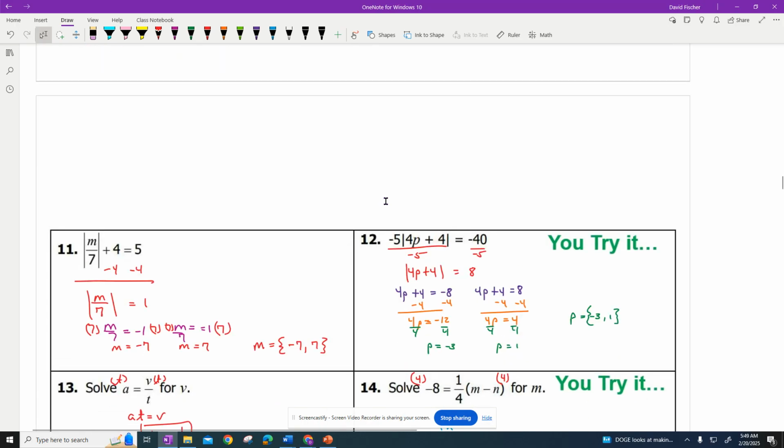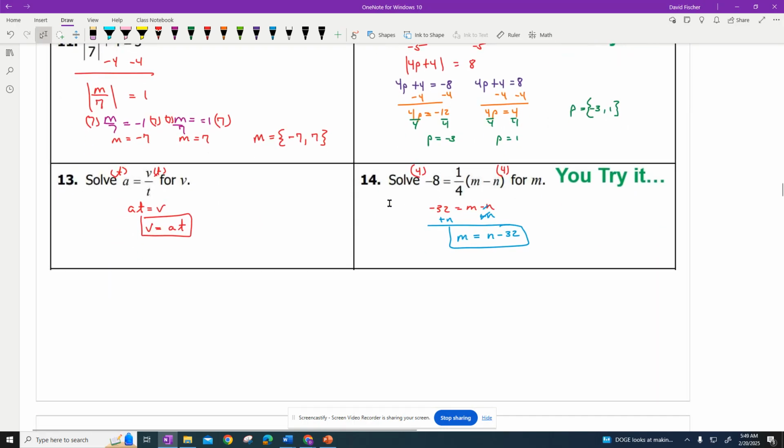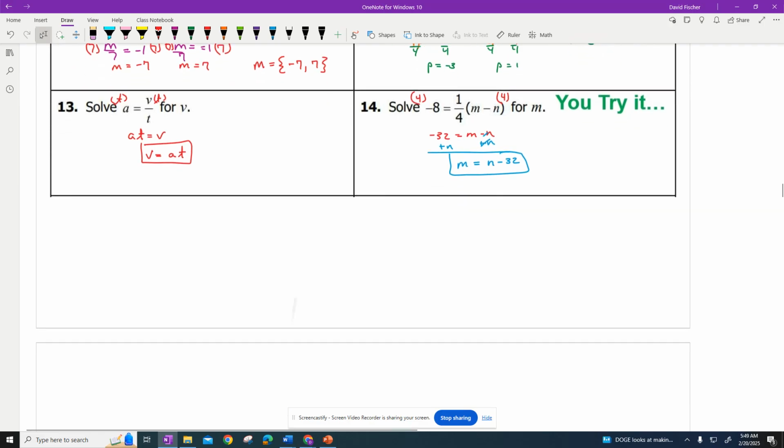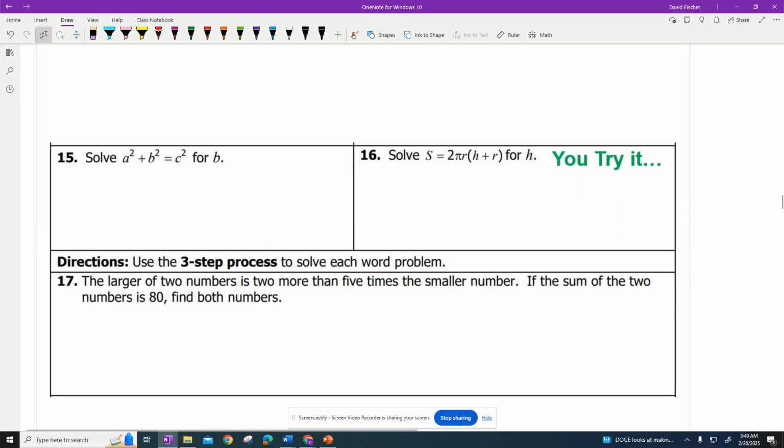Alright, let's go see what you got here. Number 14, there's my work of multiplying both sides by 4. And it looks like in 2 steps we could be done. I'm going to add an n to both sides, and I got n minus 32. Alright, we're flying through this today, so this will be nice.